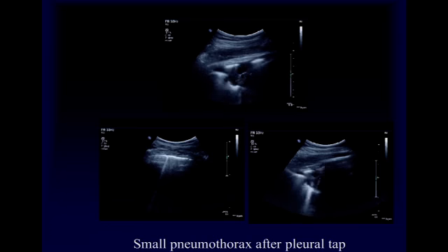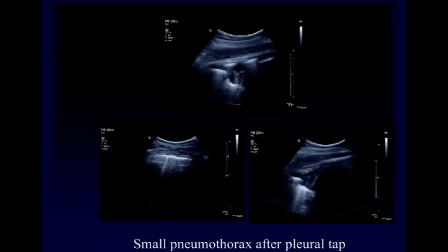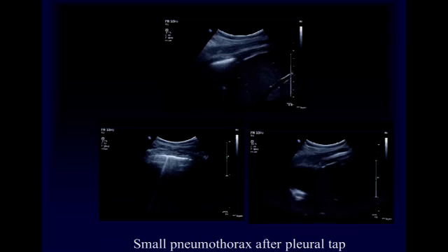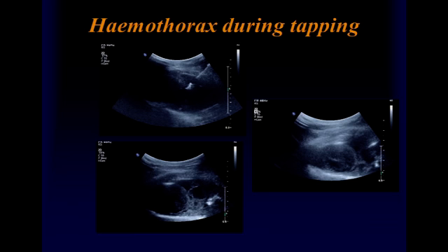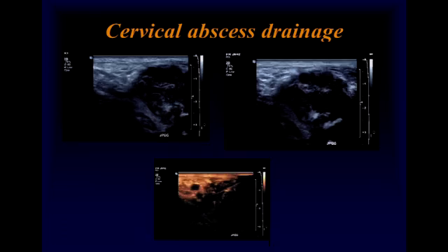Very often when we do pleural taps, we'll end up with a small pneumothorax, and most of them get absorbed and we don't have to worry about them. This patient had a coagulation problem and therefore after pleural tap developed a small hemothorax which was taken care of.